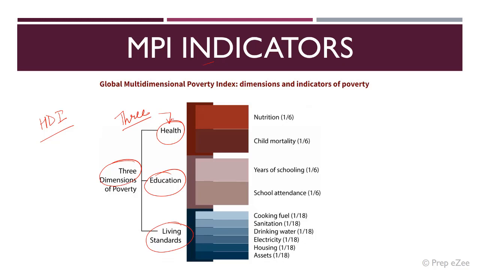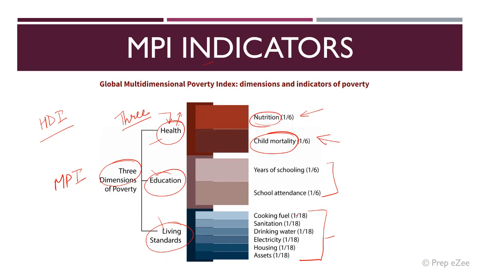Now, if we come to the dimensions, health as a group is composed of two indicators. One is nutrition and the second is child mortality. These two contribute equally to the health dimension. And it is very clear that all of these dimensions, that is health, education and living standard, contribute equally to the multidimensional poverty index. Similarly, education also has two indicators, but standard of living has six indicators. These six indicators also contribute equally to living standards.